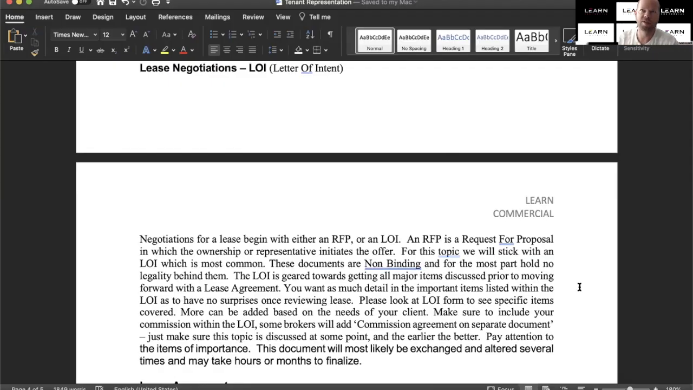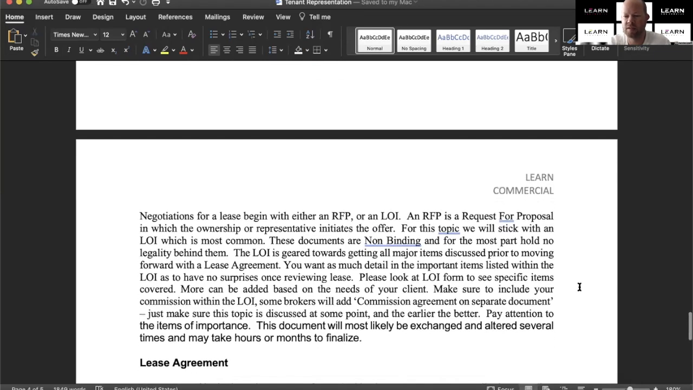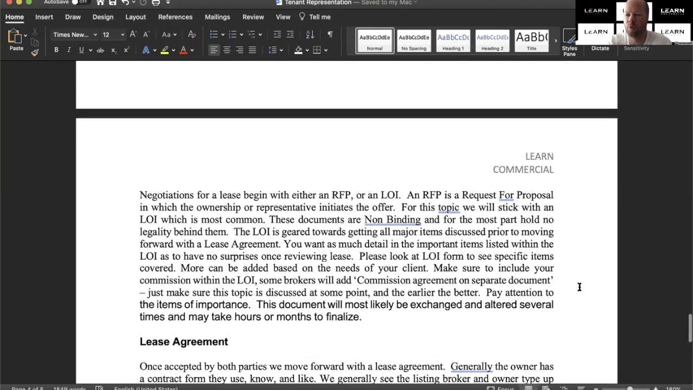So some people say it could potentially be taken to court, but even on the front of every letter of intent, it says this is a non-binding agreement. Right? The LOI is geared towards getting all major items discussed prior to moving forward with the lease. You want as much detail in the important items listed within the LOI as to have no surprises once reviewing the lease, right? So please take a look at the LOI form to see specific items covered. More can be added based on the needs of your client.